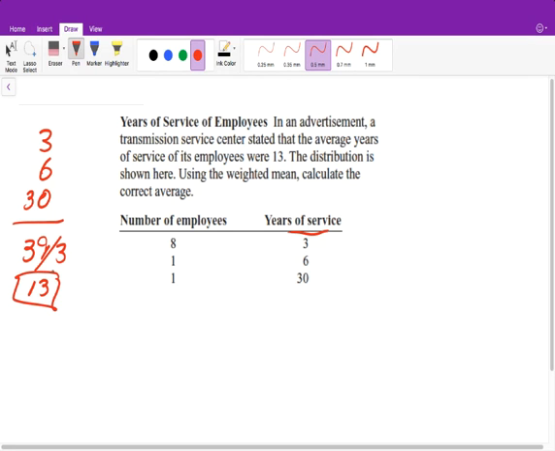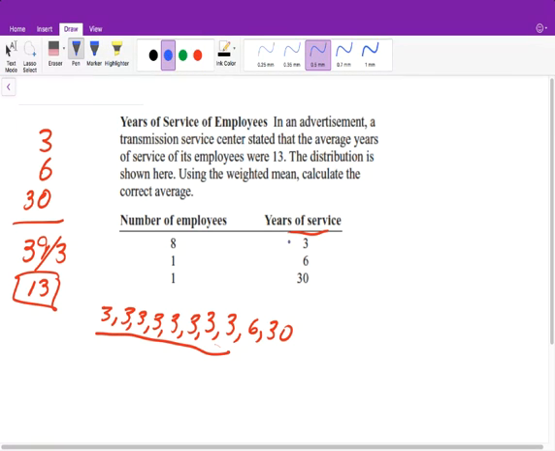But that's not true. Because remember, when we find the average, we need to add up all of the data and divide by the number of data. Well, this is saying we have 8 3s. So if we wanted to write this out, we could write this out 8 times, because that's how many 3s we actually have. And then we would have 1 6 and 1 30. So we need to account for all of these 3s that we have.